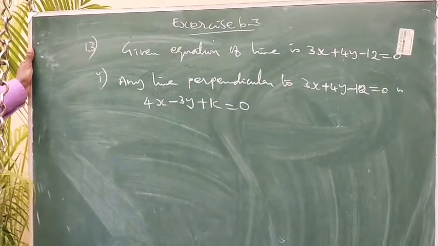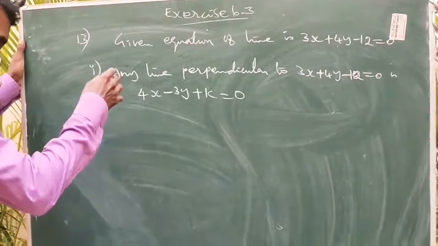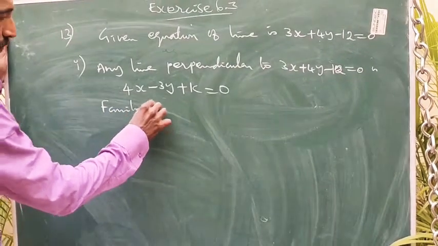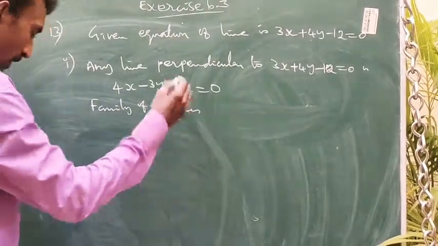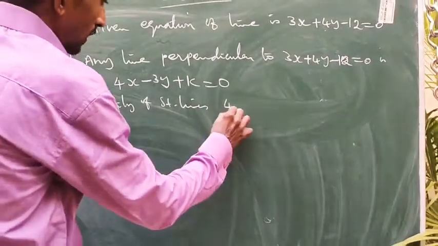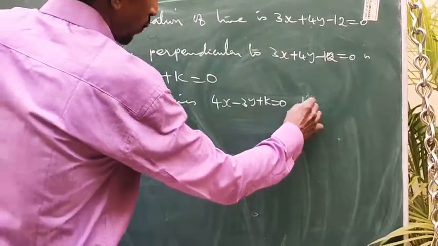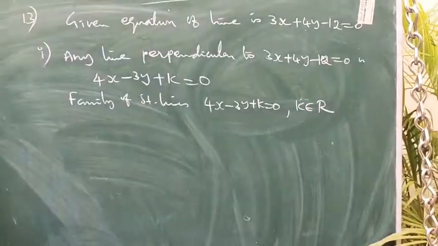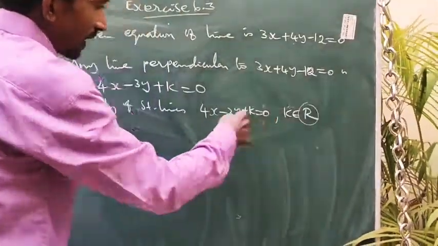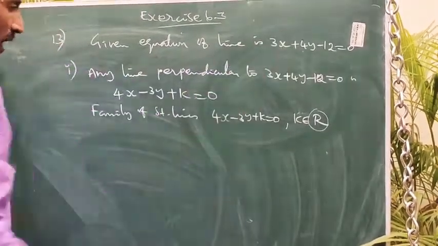Here they are asking for the family of straight lines. So the family of straight lines means 4x - 3y + k = 0, the same thing, but we have to put k belongs to real numbers. If we keep on changing the value of k, we can get different straight lines which are perpendicular to the given line. Are you clear?